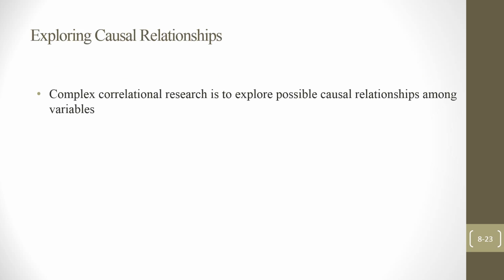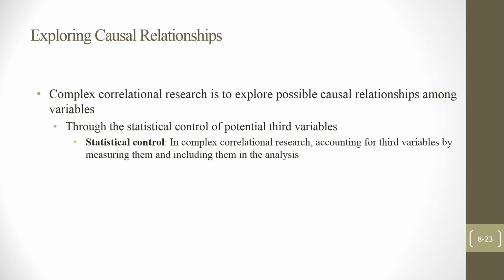Now, sometimes complex correlational research helps us explore possible causal relationships among variables. Now, it's correlational, so it's not exactly telling us cause and effect, but we can get some hint, some evidence from there. Through statistical control of a potential third variable, accounting for the third variable by measuring it and including it in the analysis. And sometimes we can just remove that third variable and see what correlation is left.